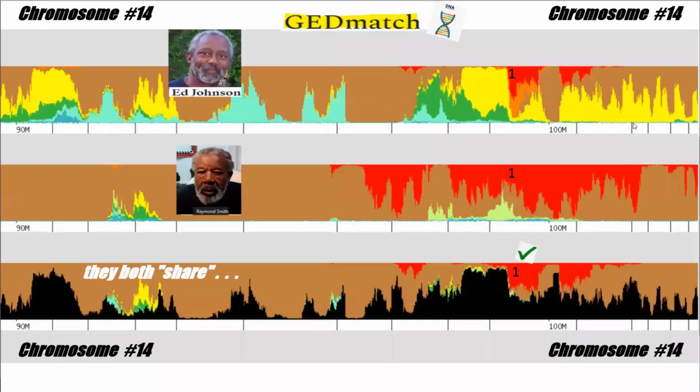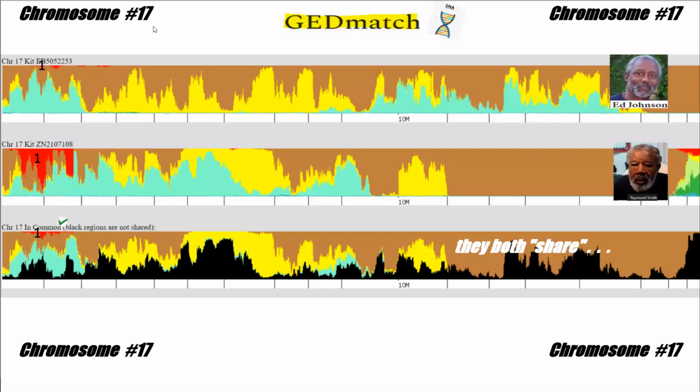You can enlarge and look at these in greater detail. Again, this is chromosome 14, and this is a laydown of Ed's admixture, a laydown of Raymond's admixture, and then this third graph shows you where they have DNA in common. So on chromosome 14, at about the 1 million mark, somewhere in that vicinity, they're sharing Native DNA. Okay. On chromosome 17, the same thing. It's not as much DNA for Ed, a little bit more for Raymond, but in common, they should have some amount of DNA at the beginning of chromosome 17.